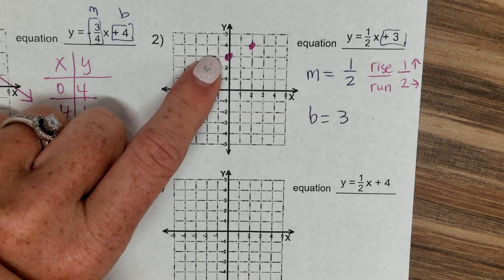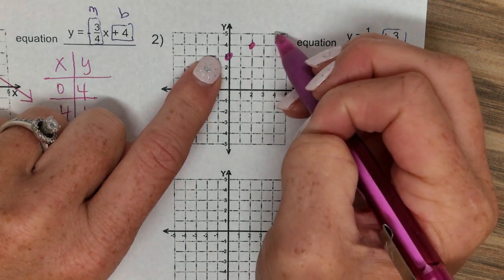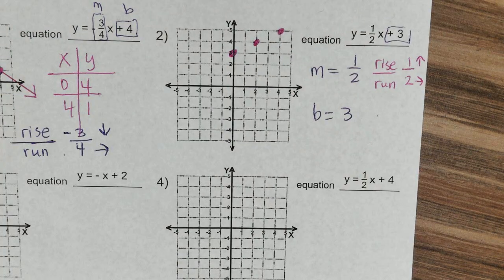And you can do it again to get another dot. So from this dot, go up 1, right 2, and there's 3 dots. Now, slope and y-intercept is easier. To me, it's faster. But is it easier to mess up on? Yes. So you pick which way to do it.